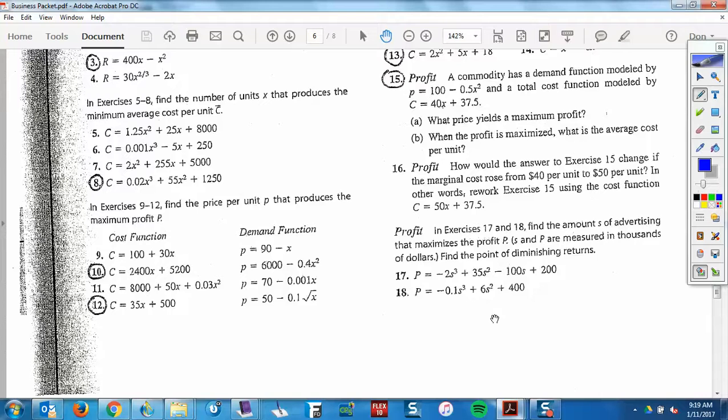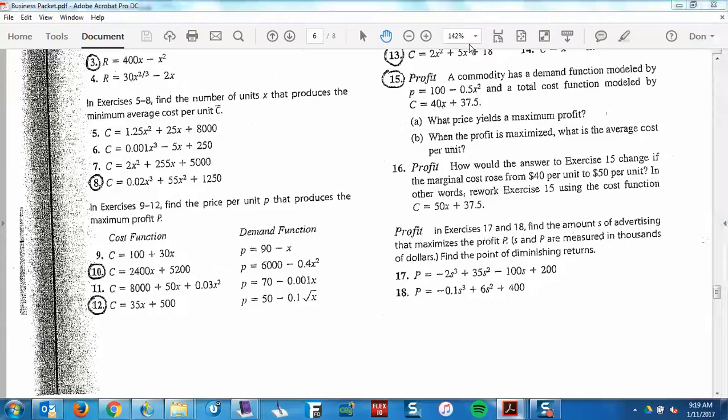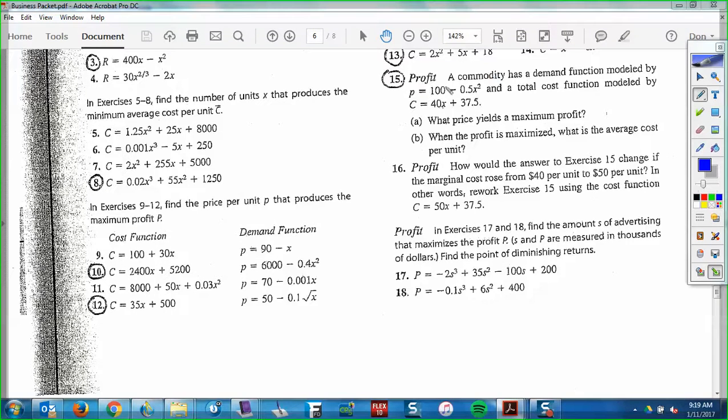Yes, I'll print you. Okay, so on 15, a commodity has a demand function modeled by this. Remember we said that's the price, that's little p. Okay, 100 minus 0.5x squared. And a total cost function modeled by this. What price yields a maximum profit? Okay, so now what was the profit equation? Profit was what? All those terms we had in our notes. Revenue minus cost. Well, they told you the cost equation right there.